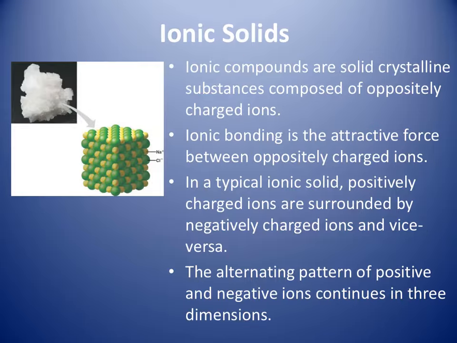So ionic compounds, let's think about what they're composed of. They're composed of charged ions that are held very, very close together because of the strong electrostatic attraction between oppositely charged ions. And there are no discrete molecules. You can't go in and pluck out, for example, one NaCl unit because it's a big three-dimensional network.